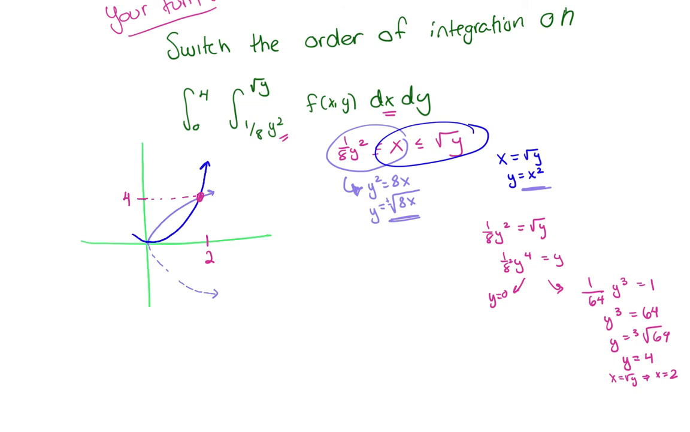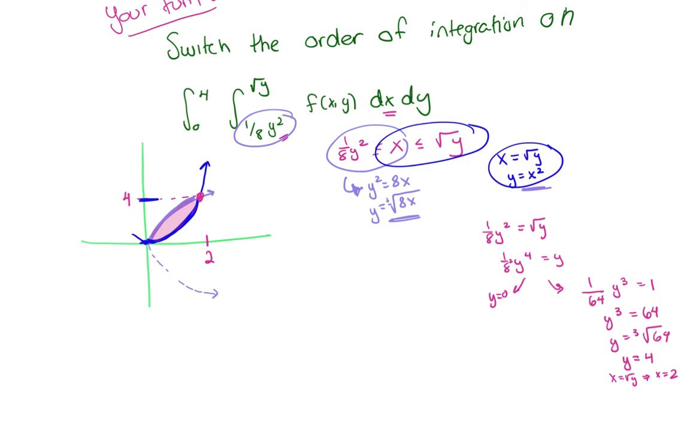Okay, so those were my x bounds. X went from 1/8 y squared, that was the lower bound on x, to x equals root y, that's my upper bound on x. So my x region is the region in between those two curves. And then we had that y went from 0 to 4, so I am going to get this entire region. If y only went up to 3, I would be cutting it somewhere, but that's not what we're doing here.